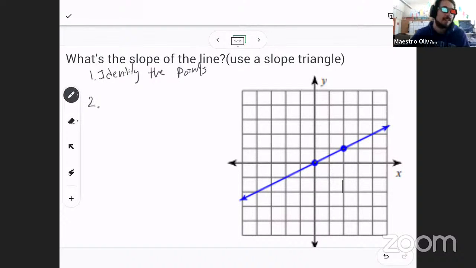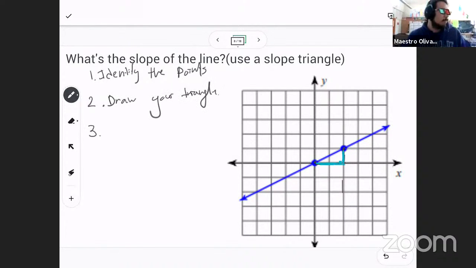What's the second thing I gotta do? Draw my triangle. Gracias. It doesn't matter if you start at the top one or the bottom one. Start at the top. You go down, and then you go to the left. I should use a different color. There's my triangle. I should actually write the instructions. Triangle.